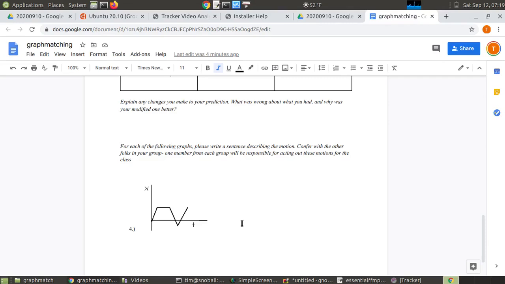So we'll assign which group gets which graph randomly. So make sure you're familiar with all of them. The hope is by the time you're done with this, you're familiar with what a graph is showing. What do positive x values mean? What do negative ones mean? What does a positive slope position time graph mean? What does a negative slope mean? What does a zero slope? So if you've got all these things out of this exercise, that's great. That was what the intent was.